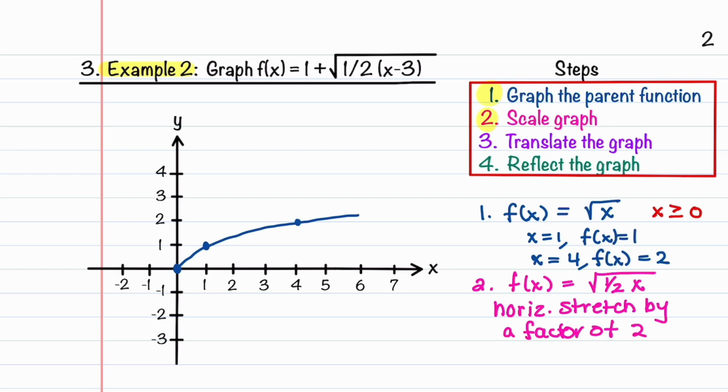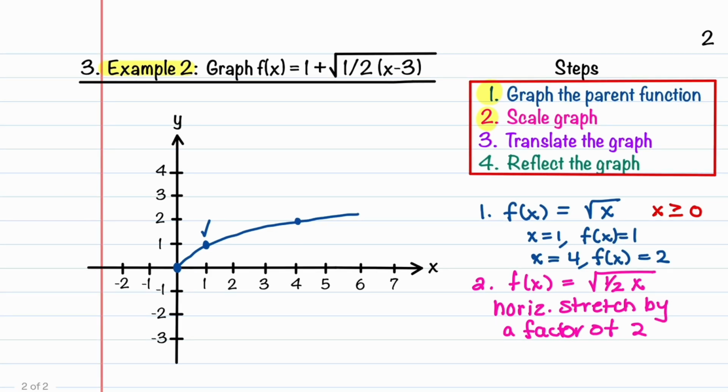Let's look back up in our graph and see what that means. If we look at this point right here, that's our point 1, 1. We're going to now stretch that point horizontally by a factor of 2. So it's going to be this point right here. So instead of going through 1, 1, it's going to go through 2, 1. And our vertex stays the same. And now we can go ahead and graph our function. So it just stretches now horizontally.